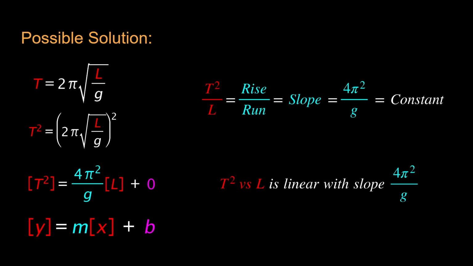Again, not the only option. You could have definitely graphed t versus square root L, and that would have slope 2 pi divided by root g. But typically, we just don't like dealing with the square roots in there. So we just instantly remove it via squaring.